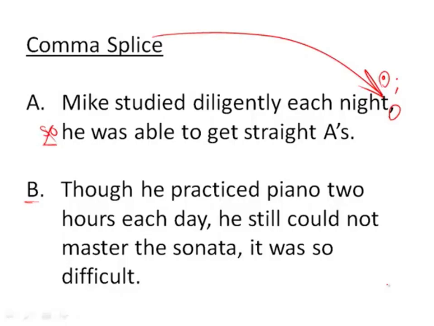Okay, now let's have a look together. Though we practice, subordinating conjunction, dependent clause, 2 hours each day, comma, he still could not master the sonata. We have a nice complex sentence. We have this independent clause after day, all up to sonata. And then, what happens? We should have a comma and a conjunction, but we don't. We just have a comma. And here is our comma splice. And just like that, we've identified it. So watch out for this in your own writing, because it's something that can really weigh down or prevent you from writing effectively.